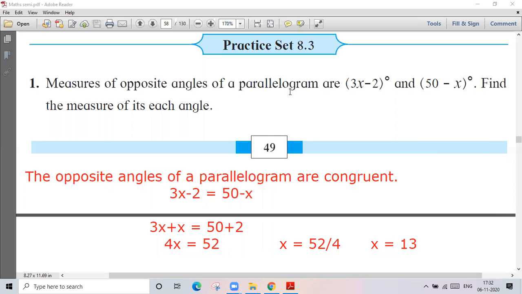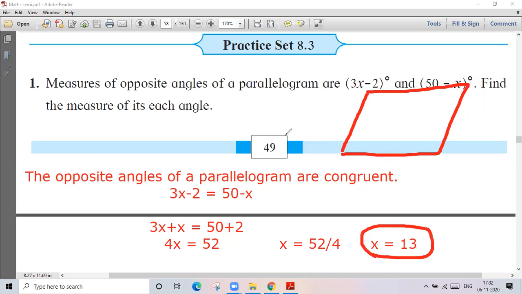X is 13. But do we want x? No. We do not want x. So for that purpose, what will we do, guys? We don't want x; we have to go beyond x. So measure of any one angle. Now we have to find any one of the angles. So measure of given angle.